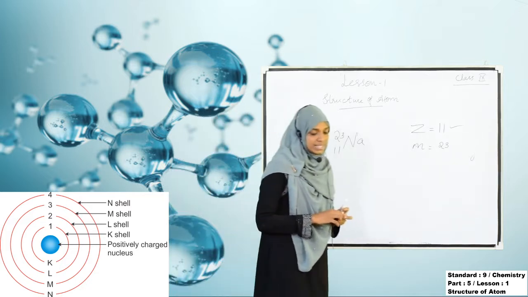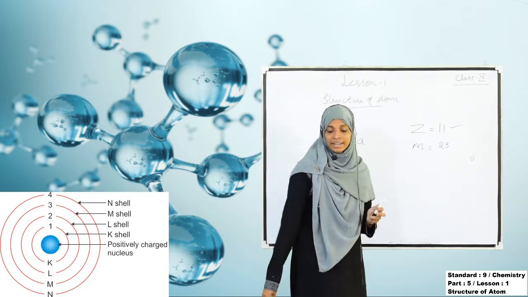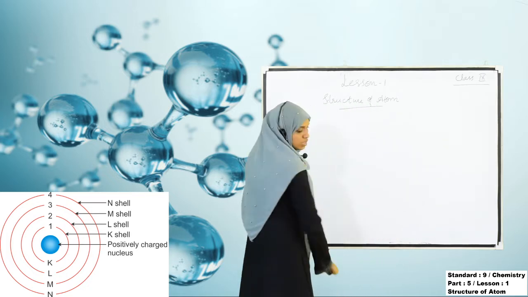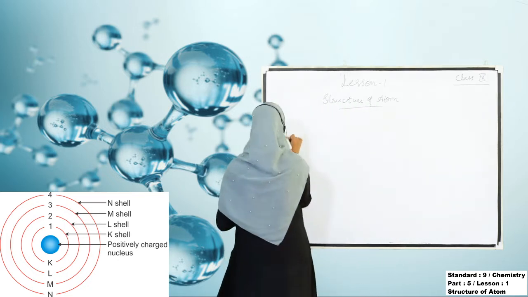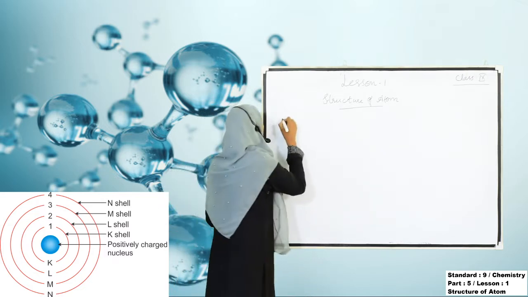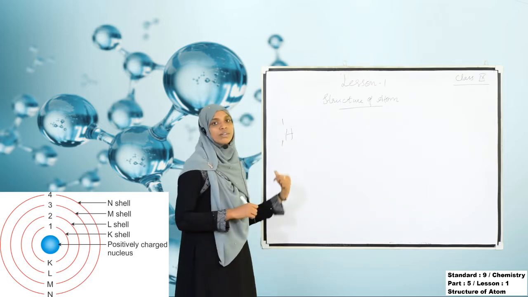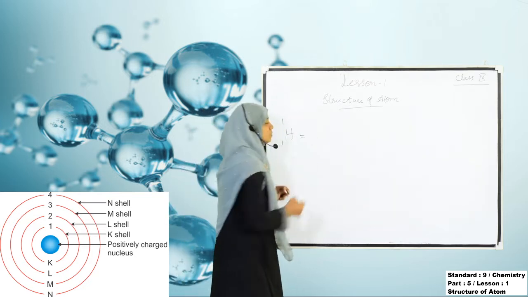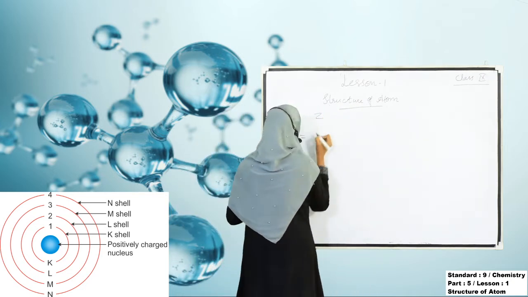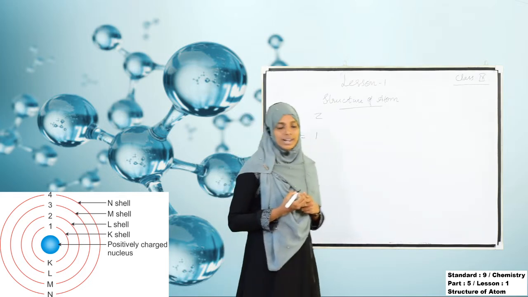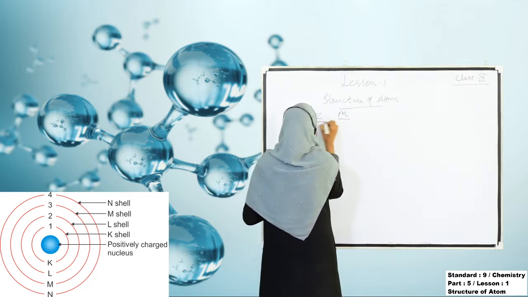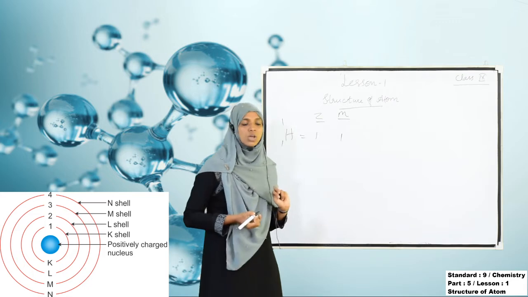In your text there is Table 1.3, you can see that, and we can do the table also. So hydrogen: the mass number and the atomic number are the same. The atomic number and mass number are 1, and we represent hydrogen as 1, 1. What is the atomic number? Atomic number, Z, is equal to 1. And the next column is the mass number. Mass number is also 1.